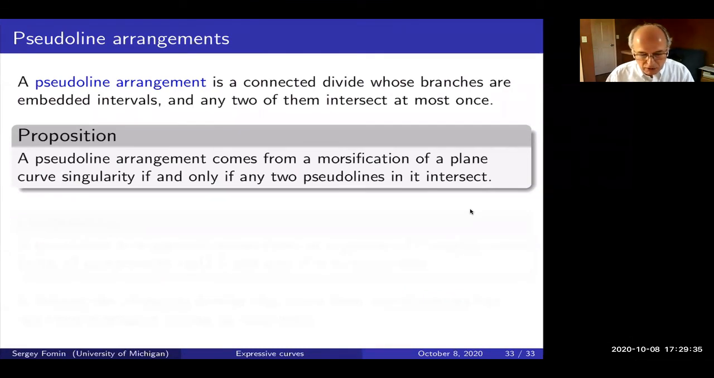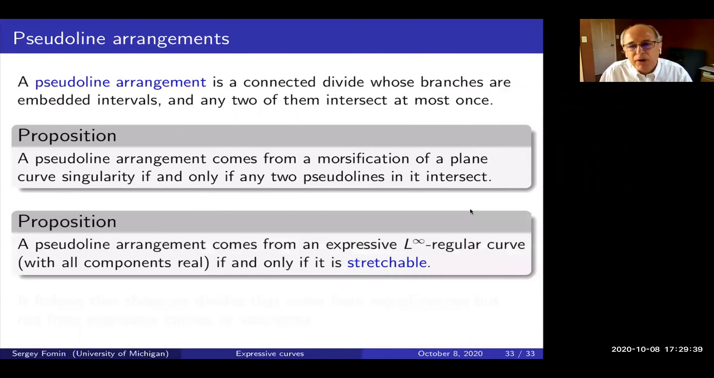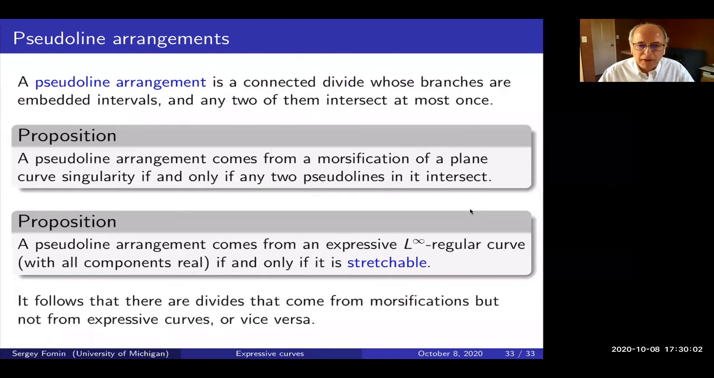You can also ask, when does such an arrangement come from an expressive L-infinity regular curve? And the answer, surprisingly, is that it does if and only if it is stretchable, meaning it can be represented by a configuration of straight lines, not just pseudolines. Now, why did I bother you with these two propositions? Because it follows from them that the divides that come from morsifications don't have to come from expressive curves, and the divides that come from expressive curves don't have to come from morsifications. Because these two conditions, that any two pseudolines intersect and that it is stretchable, are in general position with respect to each other. There are configurations which are stretchable, but not every two pseudolines intersect, and vice versa.